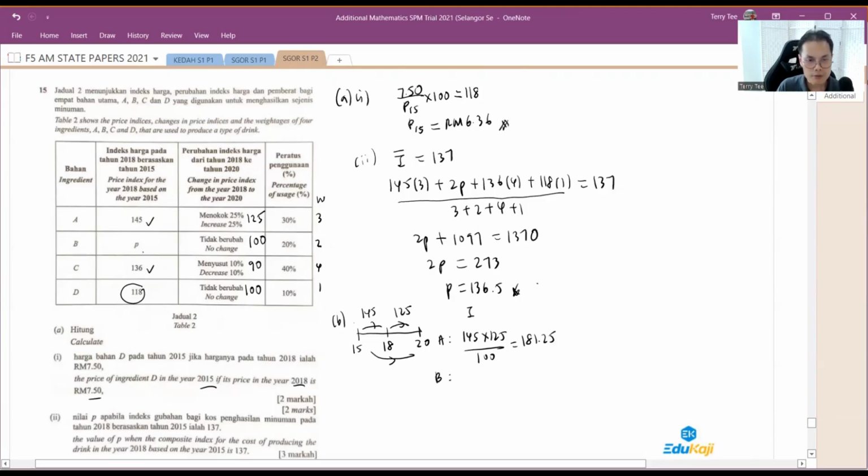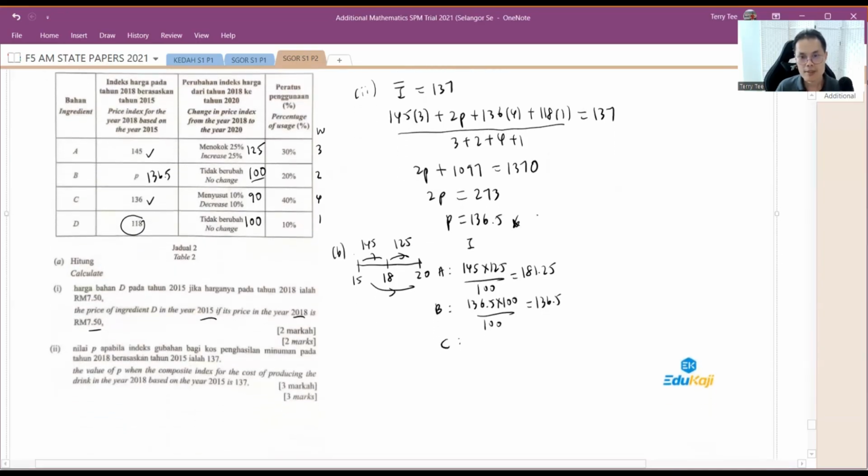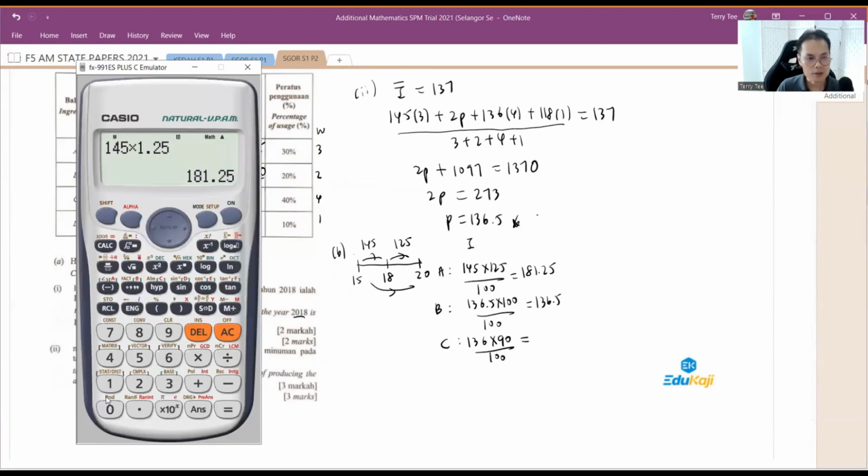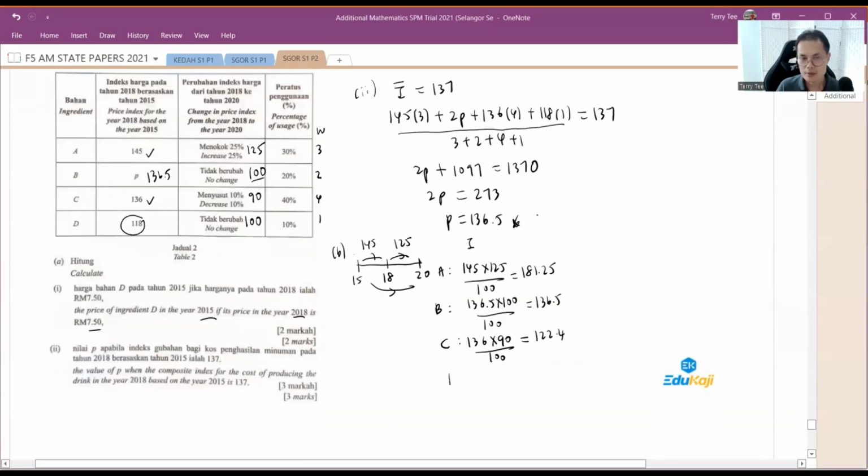Then for item B, we already have our P, 136.5. If you multiply by 100 and divide by 100, it is still 136.5. For item C, you have 136, drop by 10% is 90, divide by 100. So we take 136 times 0.9, and I got 122.4. And lastly item D, 118, unchanged is 100, divided by 100 is still 118.